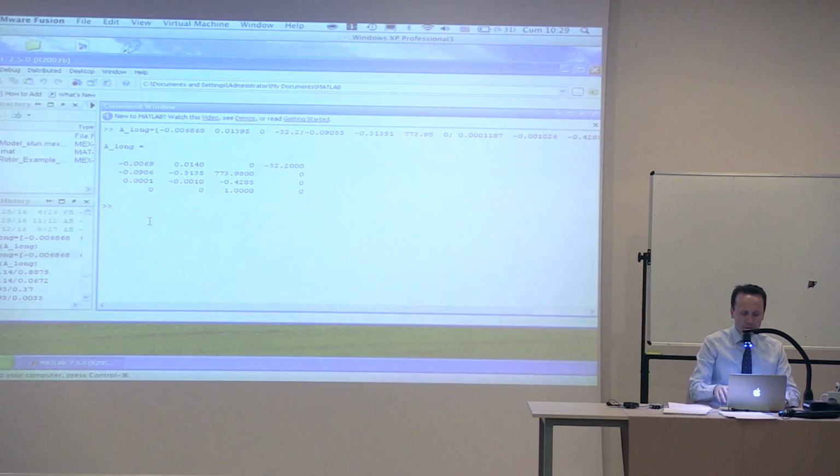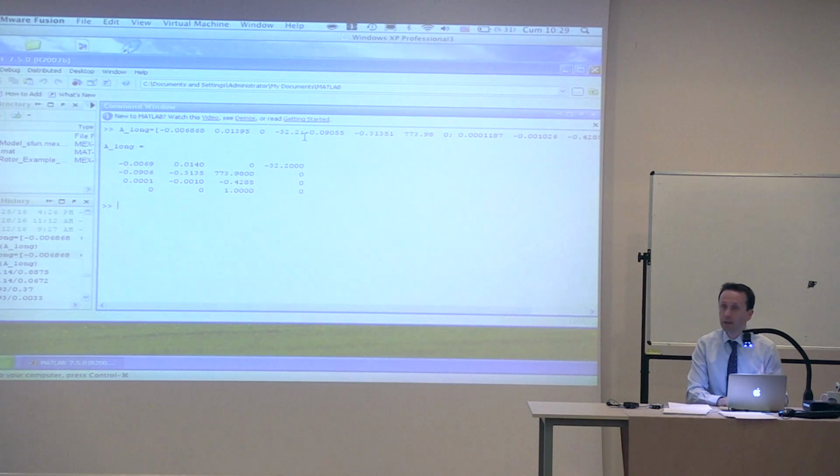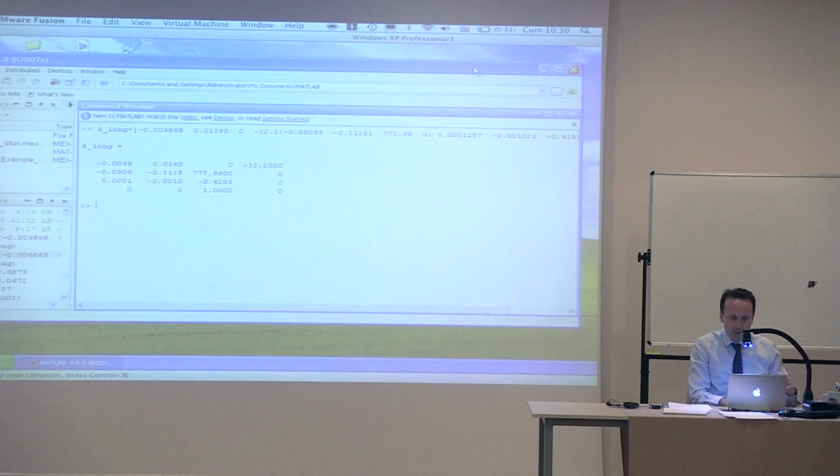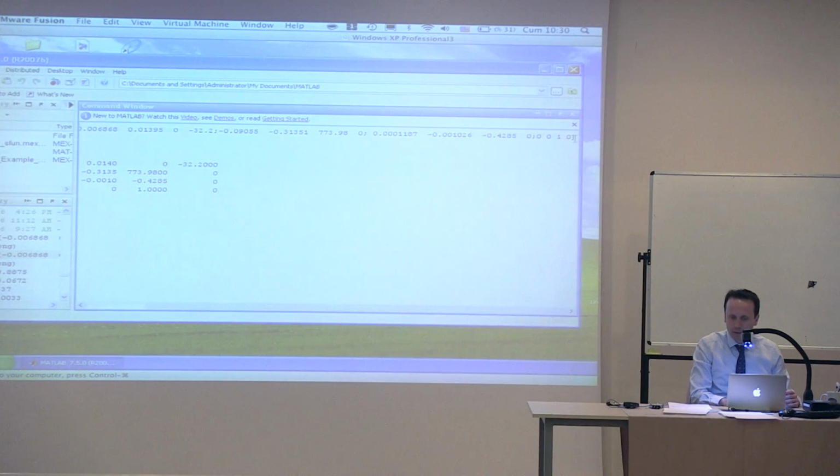But the syntax for inputting this is like this. We would say A long is equal to, parentheses, and then you say the numbers, numbers, numbers, and you put a semicolon here in order to say that it is a new line, a new row, and then you go on and on, and at the end you close the parentheses, and you have all 4 numbers in.